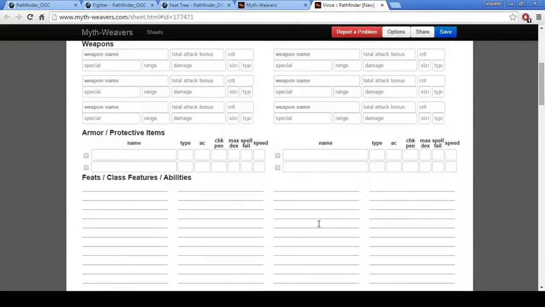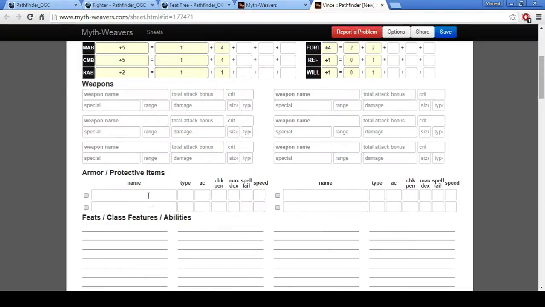The things that are noteworthy are the weapons and armor. For instance, if I'm wearing plate mail, I'm going to write plate mail here. Then the type: there are several different types of armor, like light, medium, and heavy. And all that really matters for is two things. One, if you're not proficient in it, you're not going to be very good in it, and you're going to take penalties. And two, if you're wearing heavy armor, it's going to slow you down.